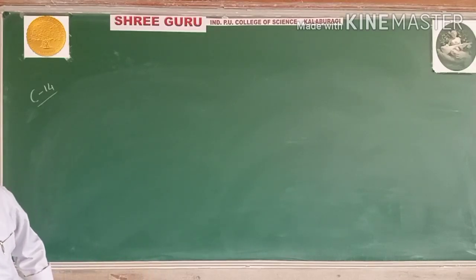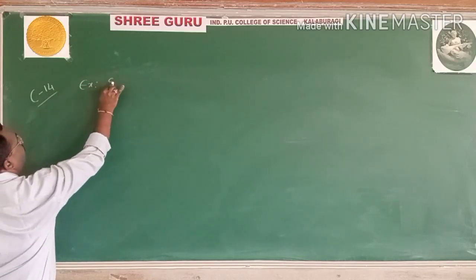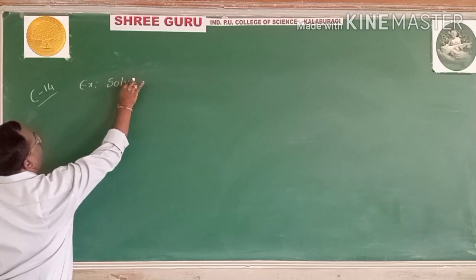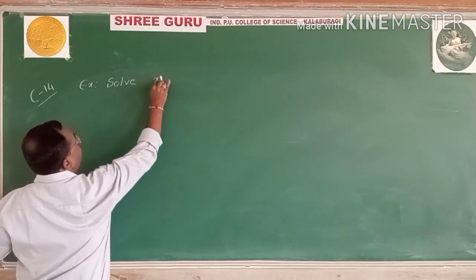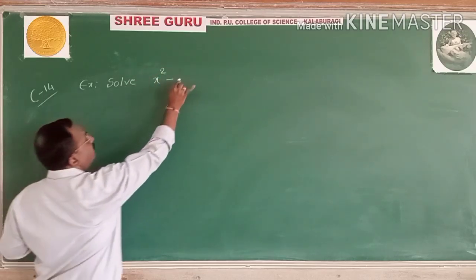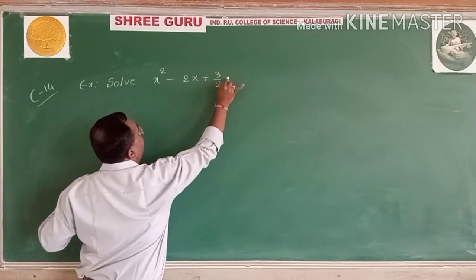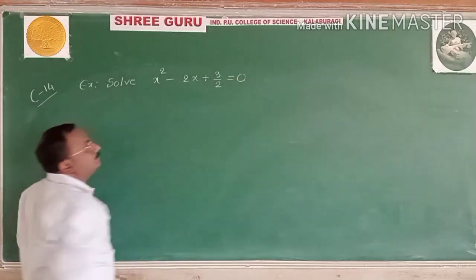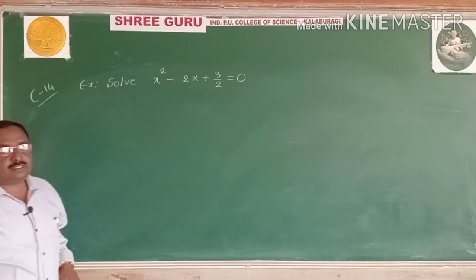Example number 3. Solve x square minus 2x plus 3 by 2 is equal to 0. Solve x square minus 2x plus 3 by 2 is equal to 0.